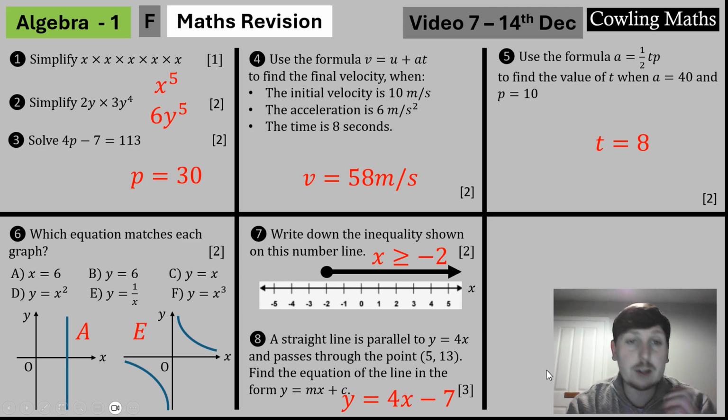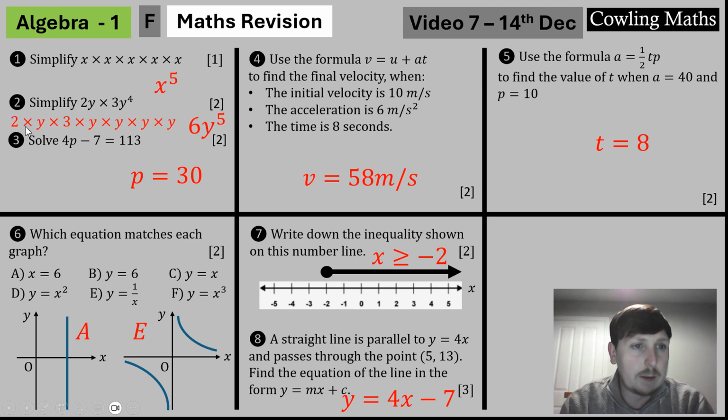Right, I'm going to talk through how you do all those problems now if you didn't know how to do them. So on the first one, simply x to the power of 5 because we've got 1, 2, 3, 4, 5 x's. So that is just x to the power of 5. On question 2, to simplify this, well, 2y means 2 times y. And 3y to the power of 4 means 3 times y times y times y times y, 4 times. So in total, all these are multiplied, doesn't matter what order we attack it in. 2 times 3 makes the 6, and then if we count how many y's we've got, 1, 2, 3, 4, 5, that gives us the 6y to the power of 5.